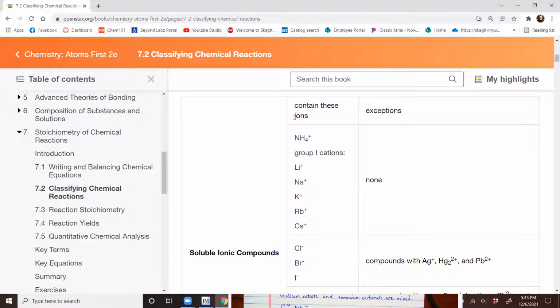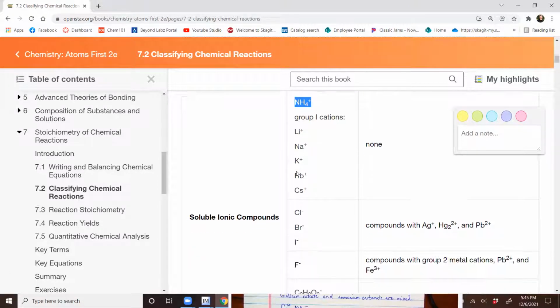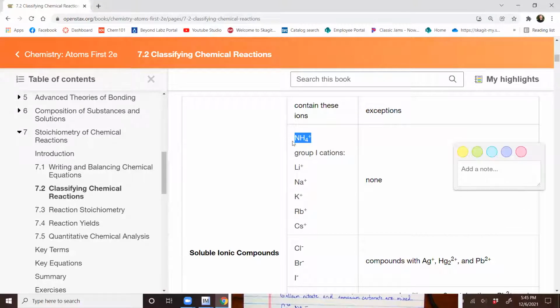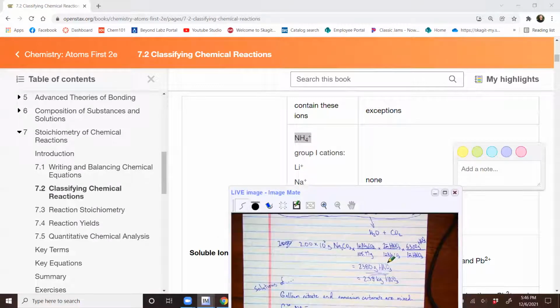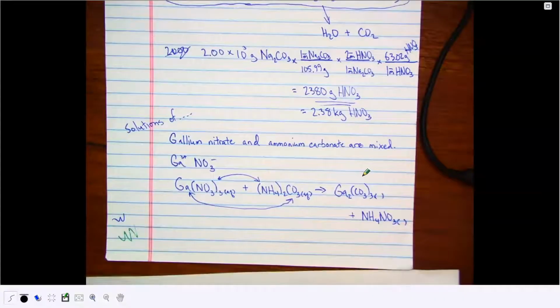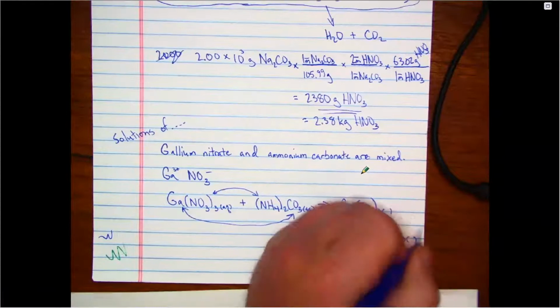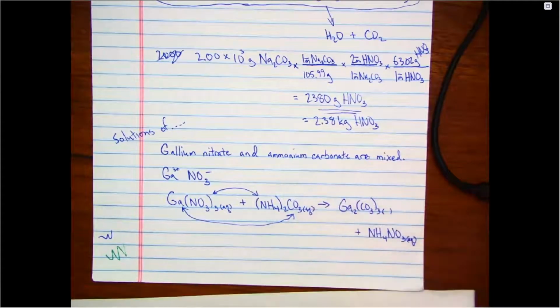It looks like if our compound contains ammonium ions, and by the way, I think they should have included a couple more ions in here, ammonium or nitrate ions will make something soluble. There aren't any exceptions to that, which means we can assume that our ammonium nitrate is still dissolved. It's aqueous.